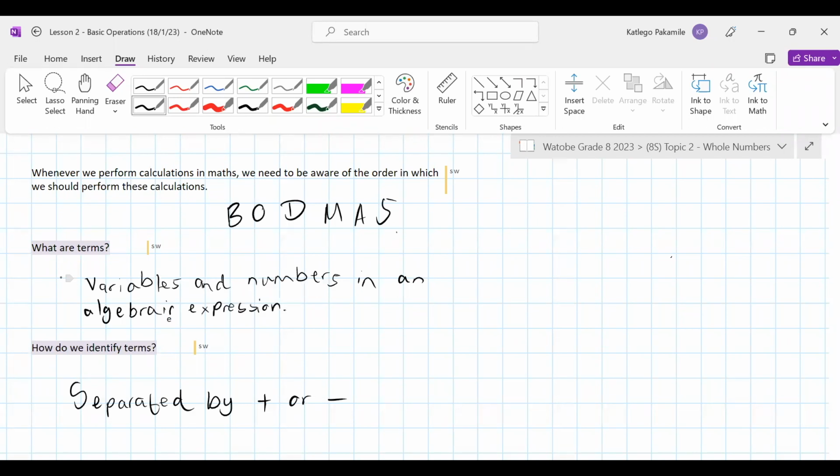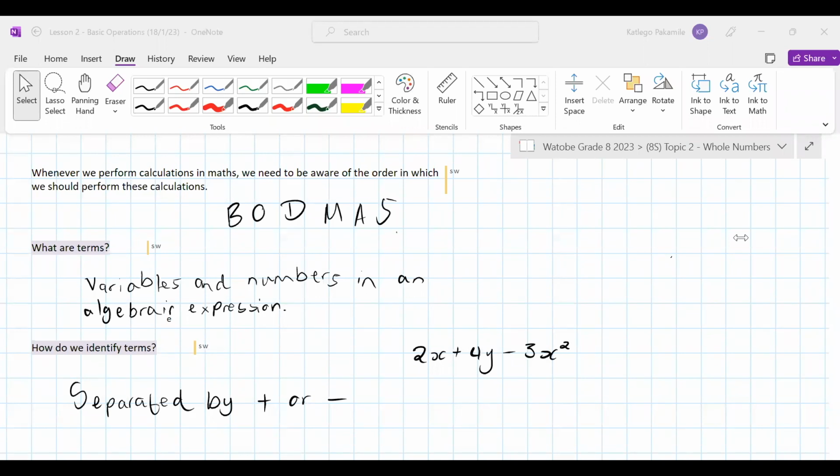Okay, so if I say to you, we have the following expression: 2x plus 4y minus 3x squared. How many terms are in my expression? First of all, it's an expression because we have no equal sign. If I said equals 0 something, that would be an equation.